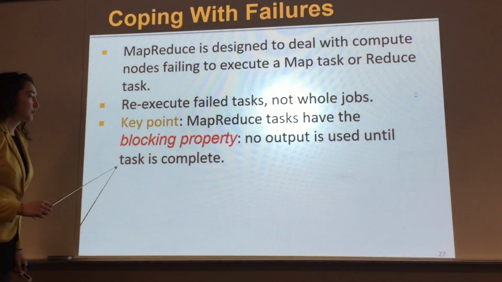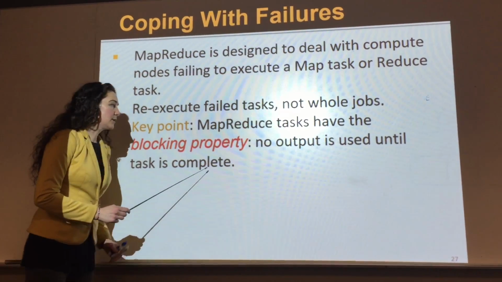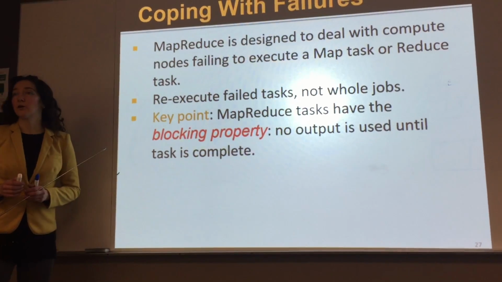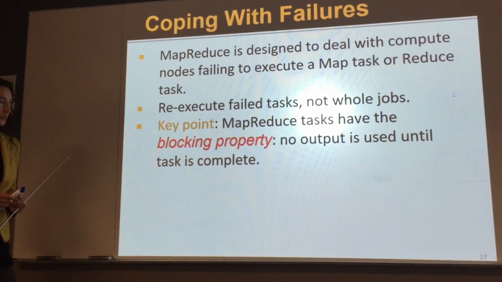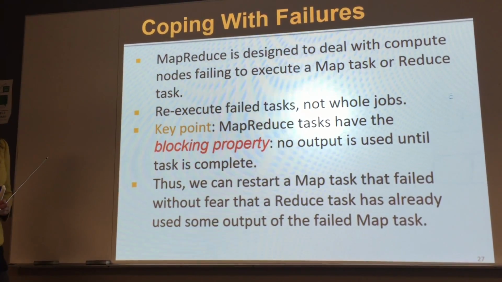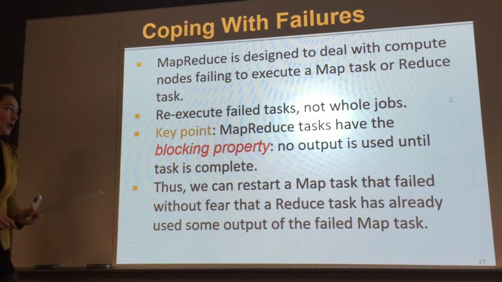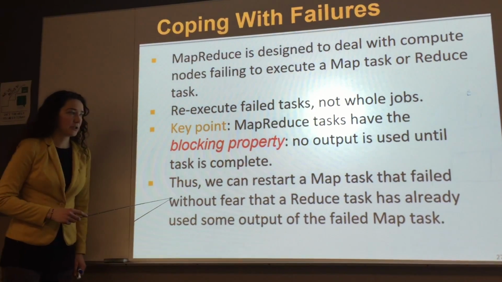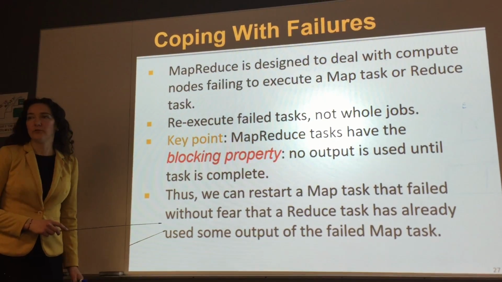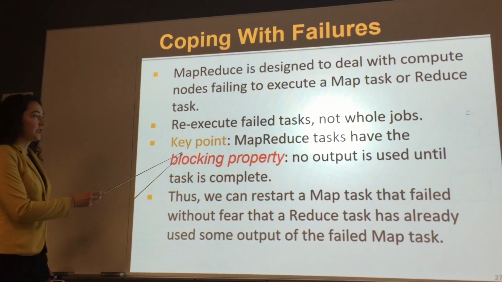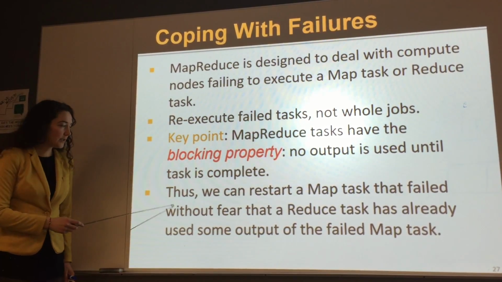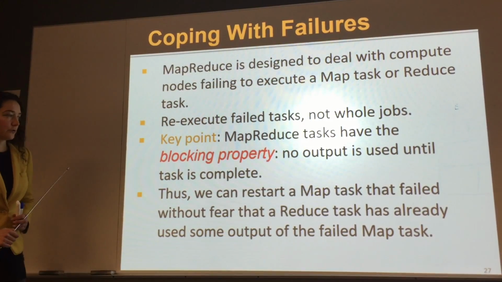So the outputs will not be used until the tasks are completed. So the reducers will not start processing until all of these mappers are finished. In this way, we are guaranteeing the integrity of the job. So if any map task failed, it will be restarted, and when we make sure all of them have completed, we are going to start the reducer part.